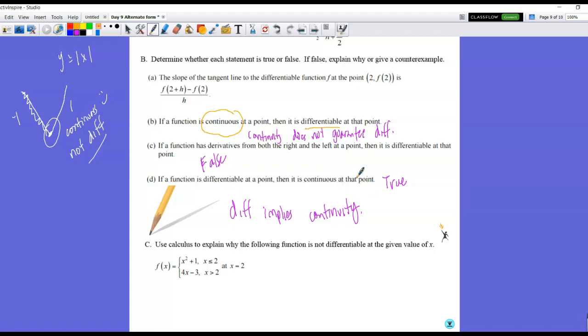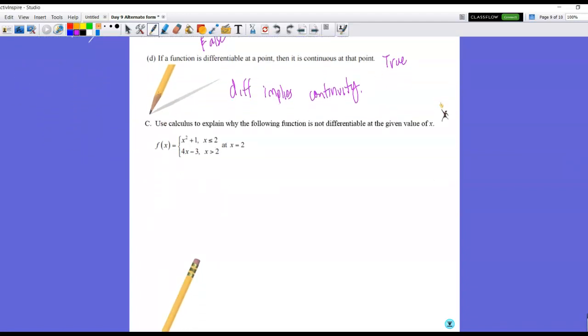And finally, in letter C, this question should actually state, use calculus to explain why the function is differentiable at the given value. Now, the way that we're going to determine that, because we have a piecewise function, is we're going to determine the left derivative, and we're going to look at the right derivative. And when I say the left derivative and the right derivative, I mean coming from the left and coming from the right.